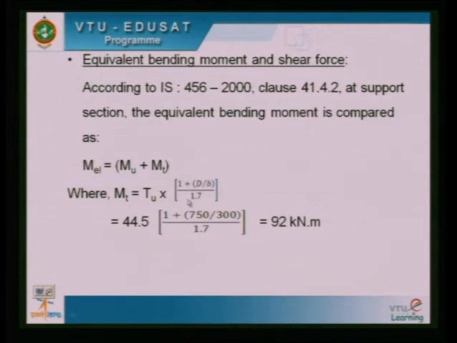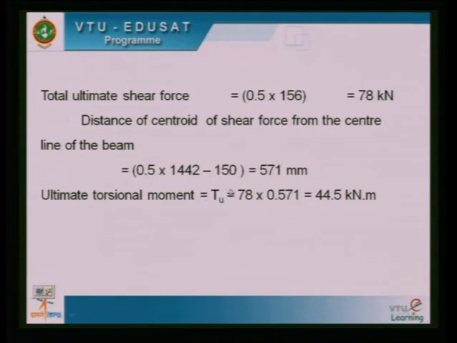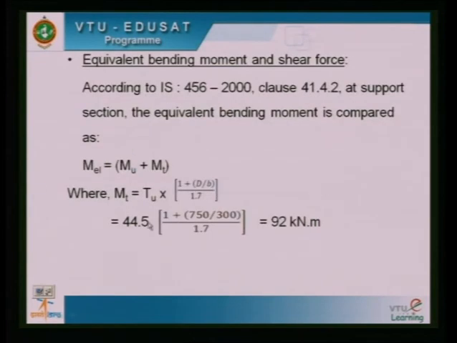This is the formula to calculate the value of MT: 1 plus D by BW by 1.7, where D is the overall depth and BW is the flange width. TU is the one which I had earlier calculated, that is 44.5. Substituting all these things, now you have got the value of MT.